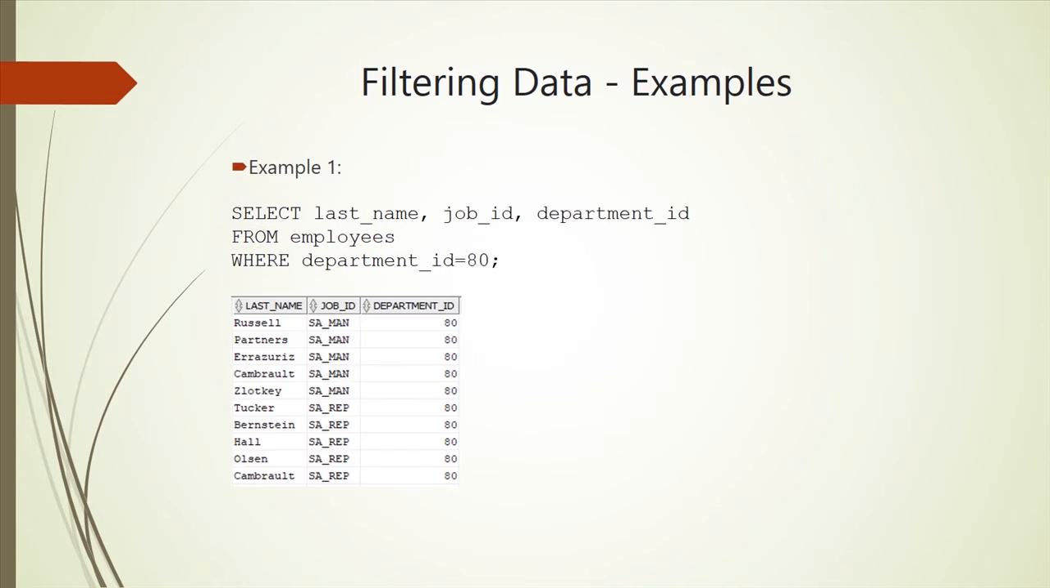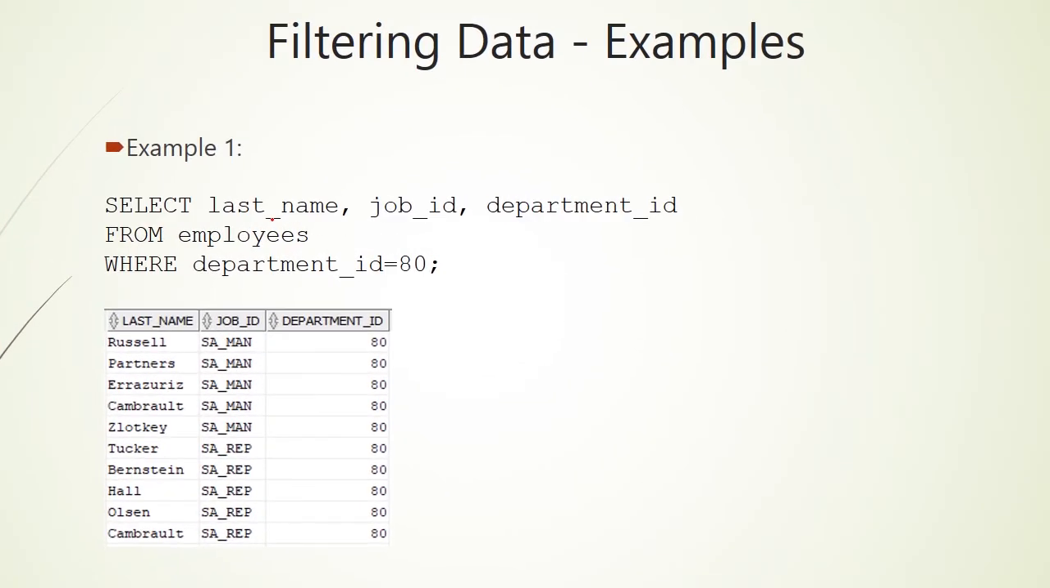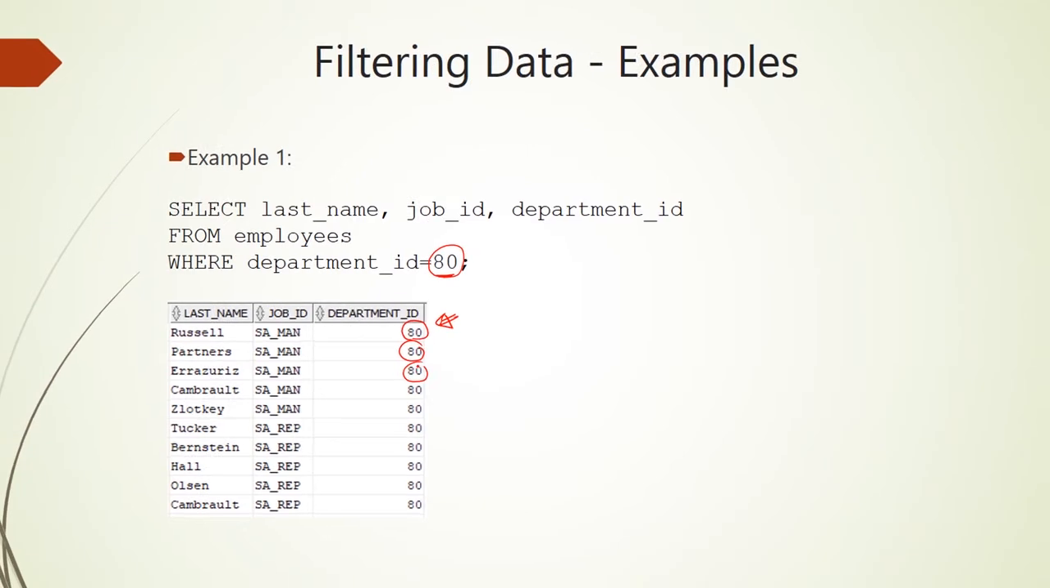Let's have a look at this example. Here, as we can see, we want to retain the last name, the job ID, and the department ID for all employees working in department number 80. So here: select last name, job ID, department ID from table employees, and the condition is where department ID equals 80. So here we are searching for department number 80. This is a number. And this is the output after running the select statement. As we can see, the department ID of all retained employees is 80.